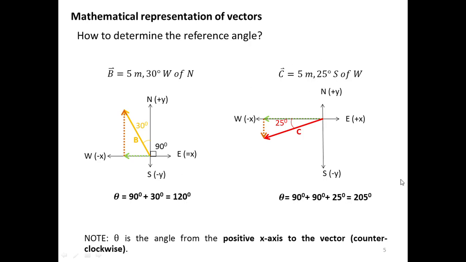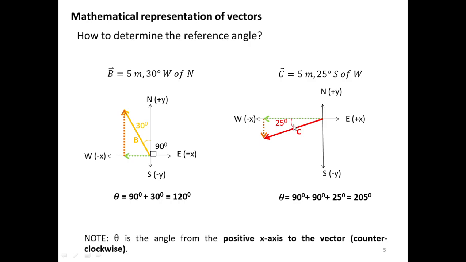Now, let's go to our second example. For our vector C, we have 5 meters again, but it is located 25 degrees south of west. So how do we find this direction? First we go to the west. This is the west, the negative x-axis. And then we face the south, right? Because this is south of west. So we go to west first, and then we face the south. And from that, we measure a 25 degree angle.